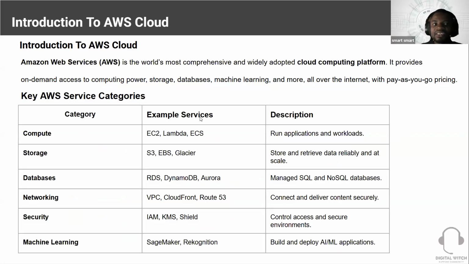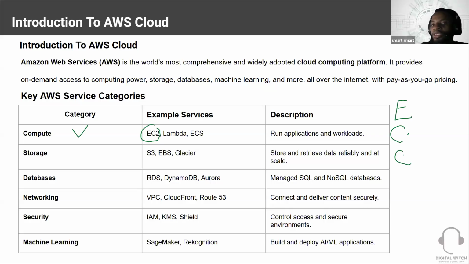Now we see different types of AWS services and their categories. These are different services that AWS offers. One, they offer compute services. Some of the products for their compute services is EC2 instance. EC2 stands for Elastic Compute Cloud.